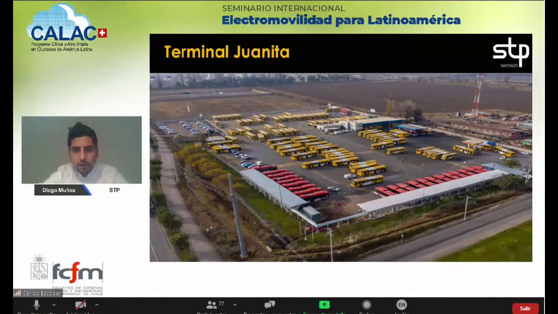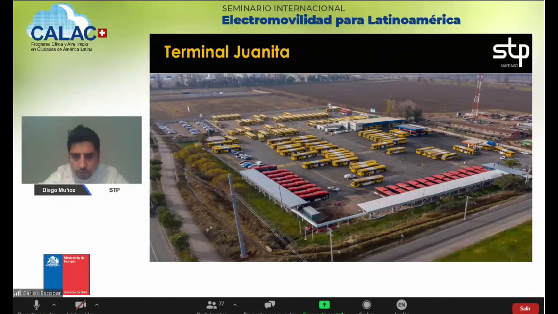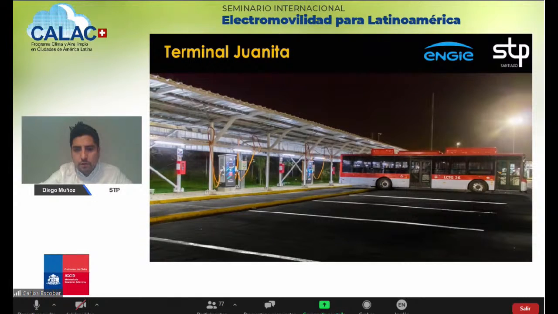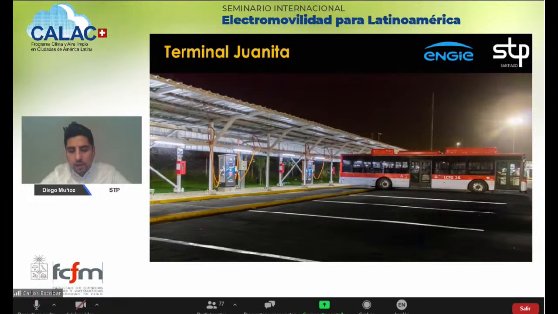Here, for example, you can see the Juanita terminal. The red buses are where the chargers are located. So basically, the setup that we chose is the first one that we showed in the case of use and road safety. The problem of this type of setup is that the buses have to park backwards, and that sometimes generates conflicts in the operation.